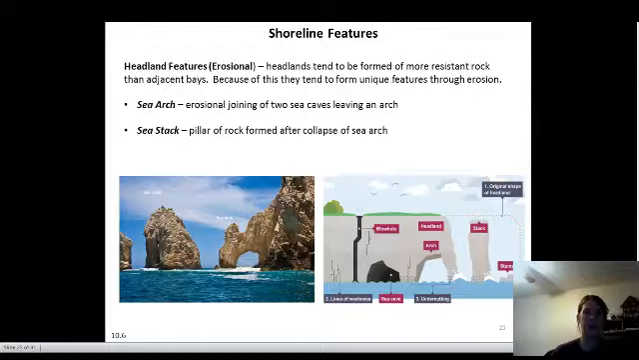Headland erosional features tend to be formed of more resistant rock than adjacent bays, and because of this, they form some unique structures. Most common are sea arches, which is just the erosional joining of two sea caves that leave an arch. So here's a sea cave, and eventually it will break all the way through, causing an arch. And then sea stacks. These are the pillars that are left after the collapse of a sea arch.